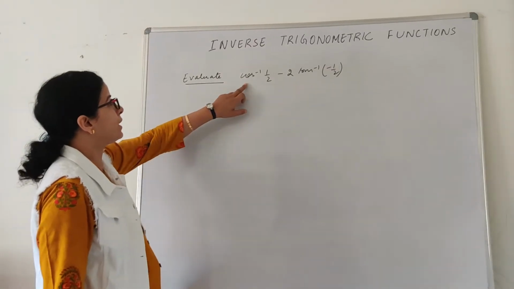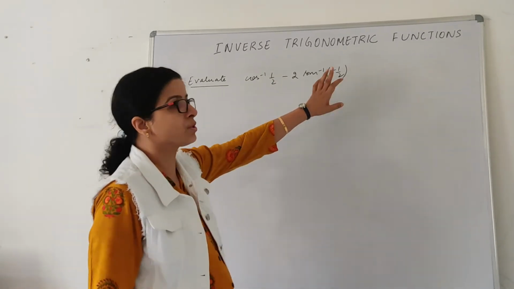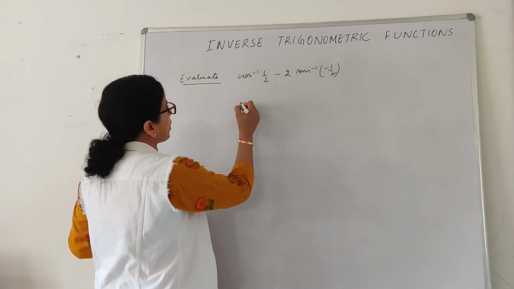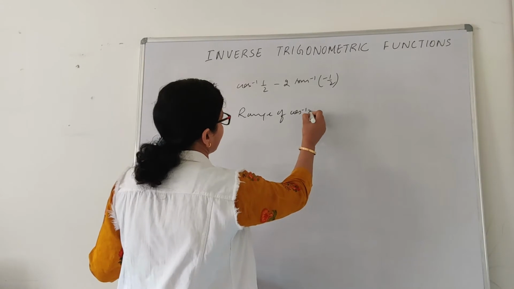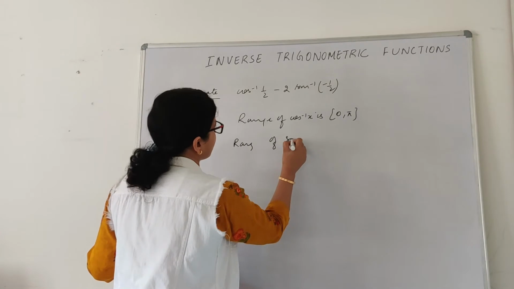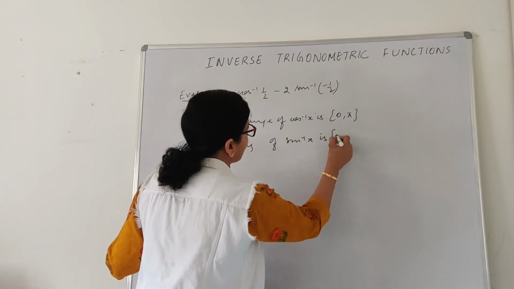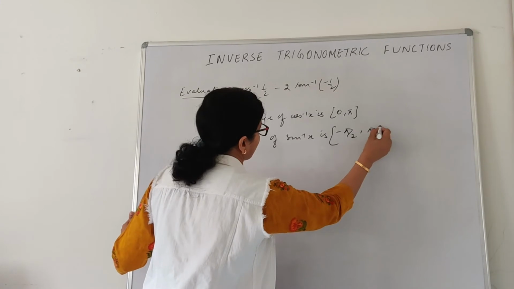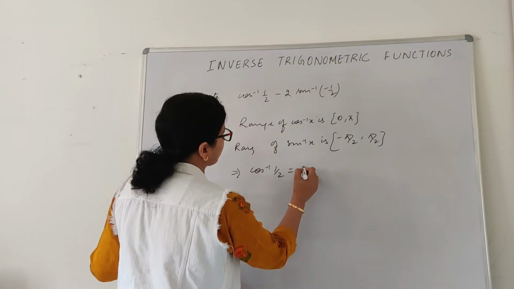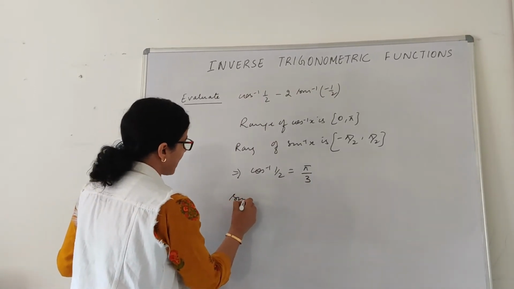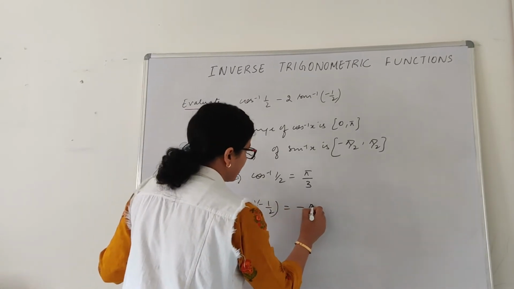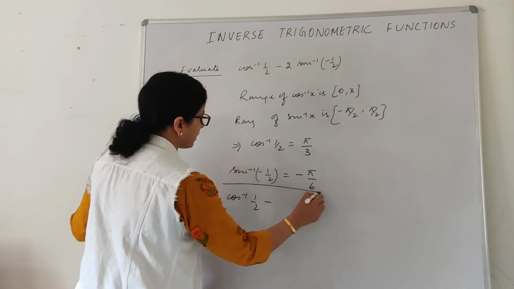It is given: evaluate cos inverse 1 by 2 minus 2 sin inverse of minus half. First of all we will find the values and then we will evaluate. What is the range of cos inverse x? Closed interval 0 to pi, and the range of sin inverse x is minus pi by 2 to pi by 2, right? So cos inverse half is equal to pi by 3, okay? Sin inverse minus half is equal to minus pi by 6, right? So we have got our values.